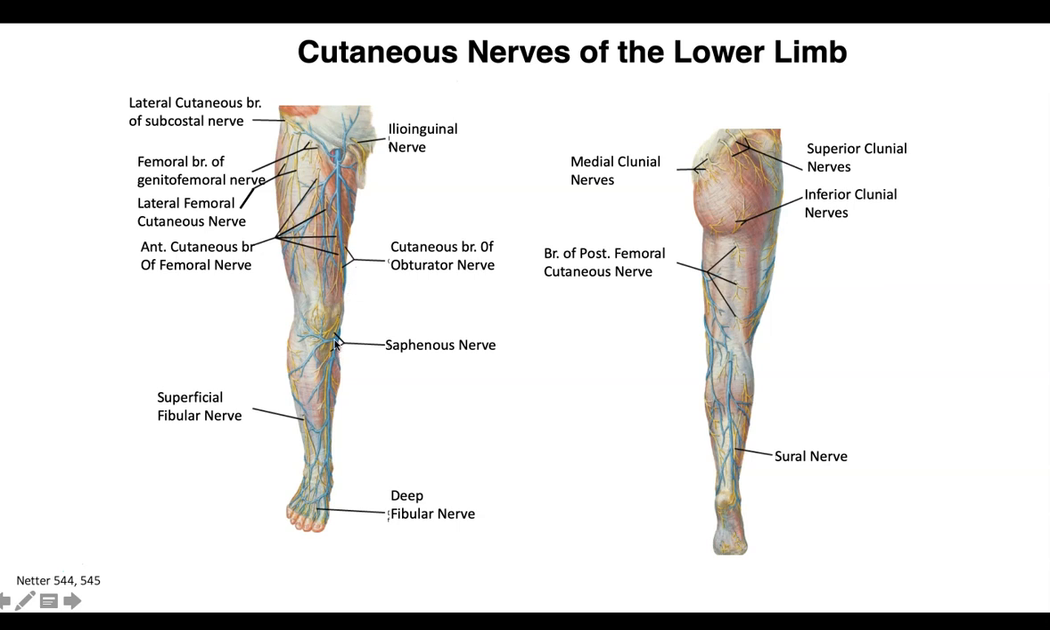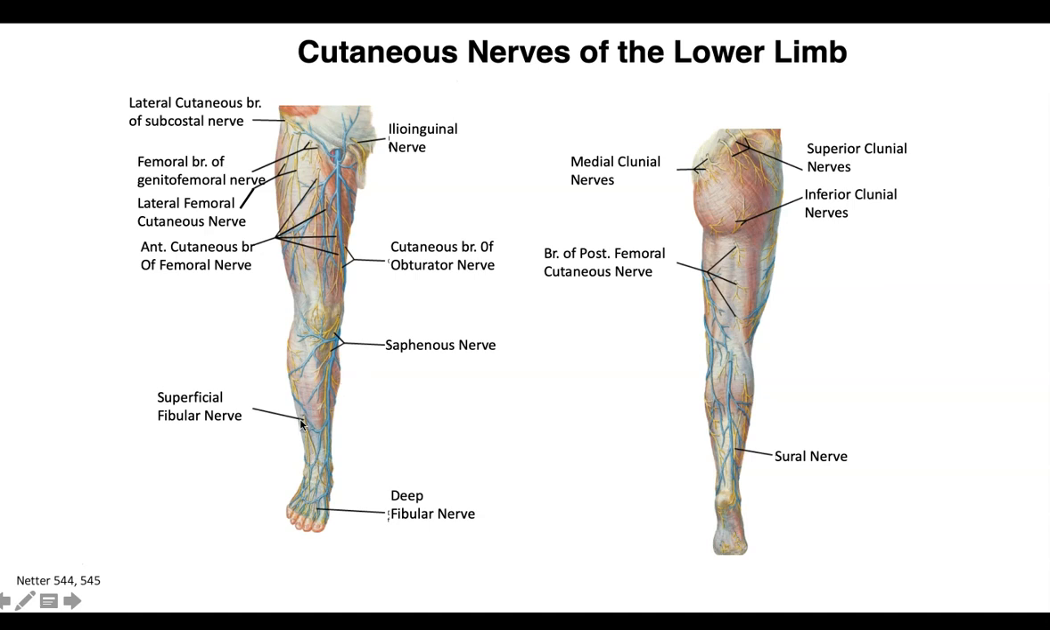There is another important cutaneous nerve on the medial side of the leg, called the saphenous nerve. The saphenous nerve accompanies the great saphenous vein. On the medial side of the leg, see the great saphenous vein accompanied by a cutaneous nerve, the saphenous nerve, which is a branch of the femoral nerve. This cutaneous nerve accompanies the great saphenous vein, that's why we call it the saphenous nerve.